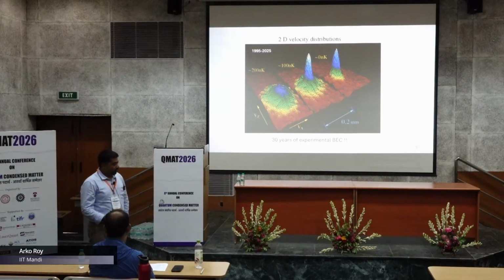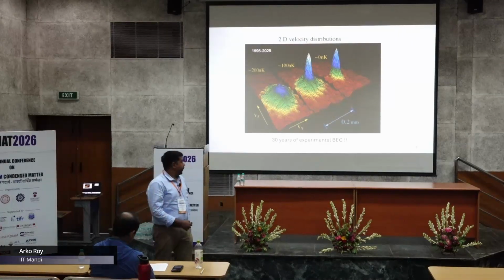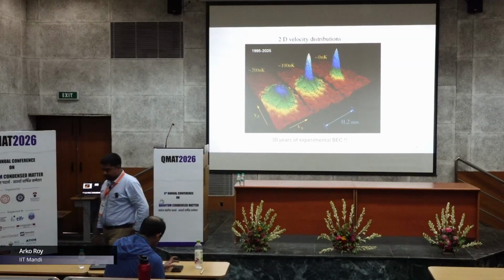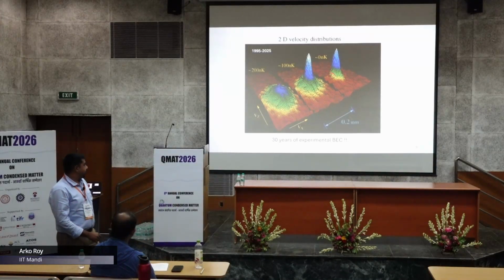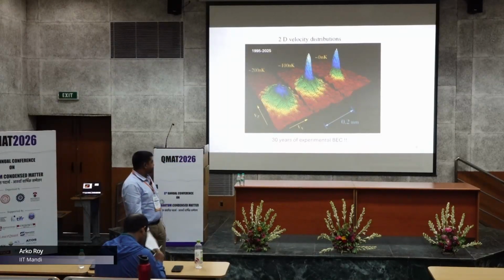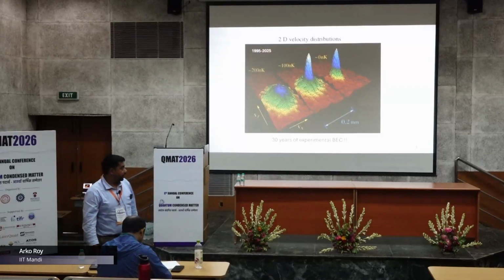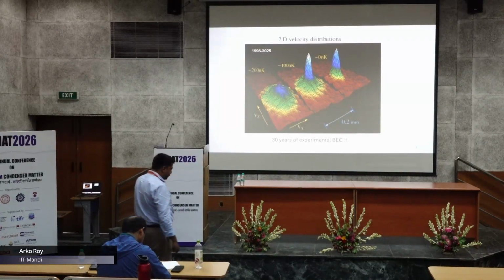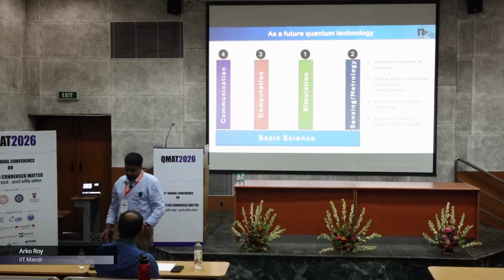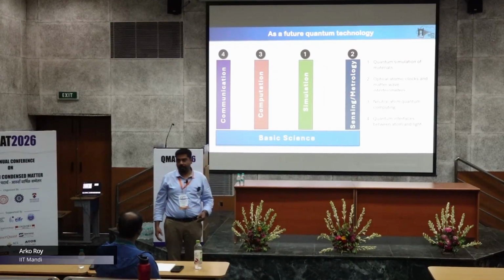So this is a famous BEC image that you can see all around. This is the famous 2D velocity distribution of the bosonic atoms, for which the Nobel Prize was awarded. The first experimental achievement was back in 1995, and since then it has been 30 years since the first BEC was experimentally achieved. Within these 30 years, we have seen a lot of progress from the theoretical side as well as the experimental side.